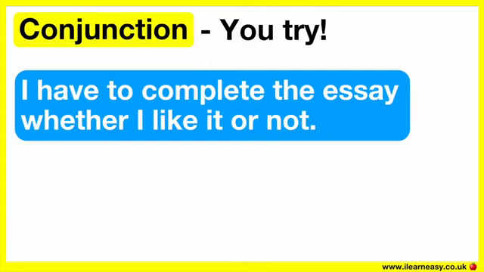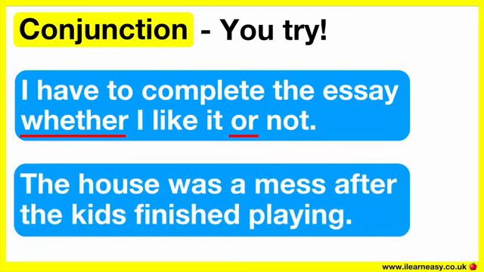I have to complete the essay whether I like it or not. The conjunctions are whether or. These are examples of correlative conjunctions. The house was a mess after the kids finished playing. The conjunction is after. This is a subordinating conjunction.